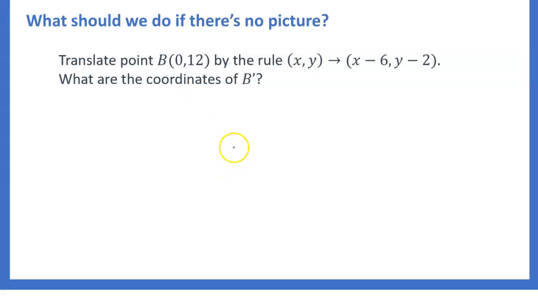Well, we can use our arithmetic, like we said before. We can put our x value in for x and our y value in for y. Remember, those came from our original point here. X is 0, y is 12. And then we just simplify those. 0 minus 6 is negative 6. 12 minus 2 is 10.